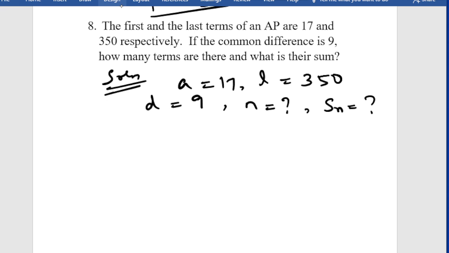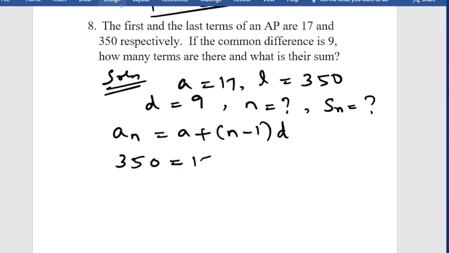Okay. So using this we can find how many terms are there. Using the general formula, that is we know that an equal to a plus n minus 1 into d. Okay. So 350 is the last term. So what is the n associated with that? 350 equal to a is 17 plus n minus 1 into 9. Okay.